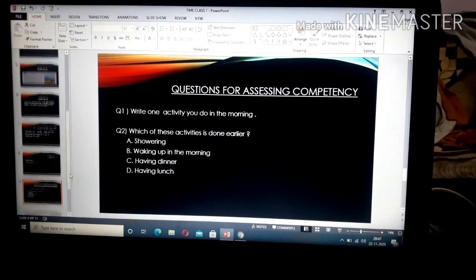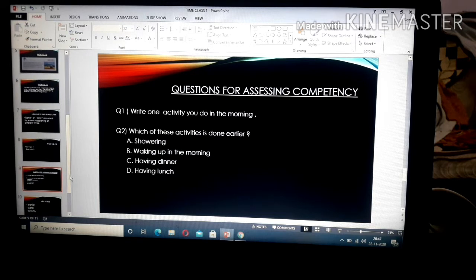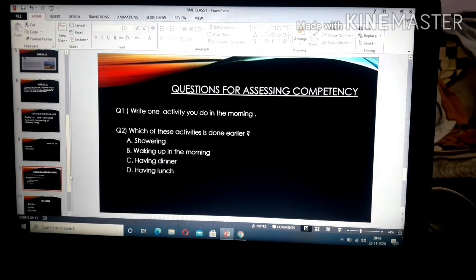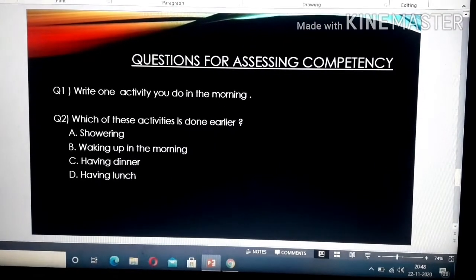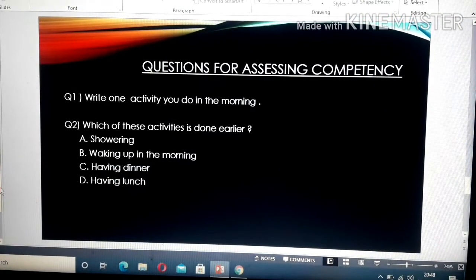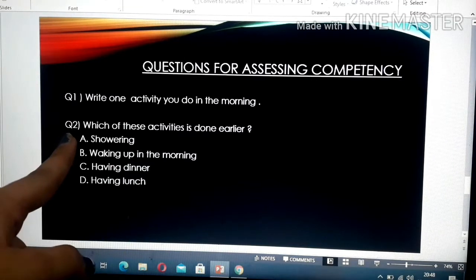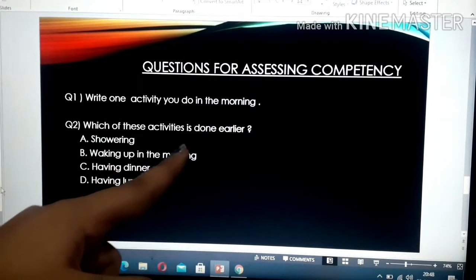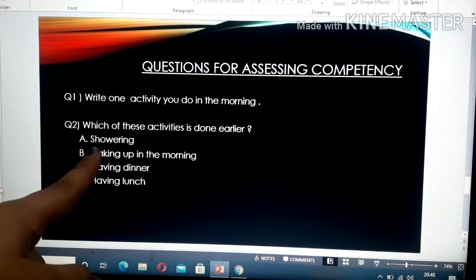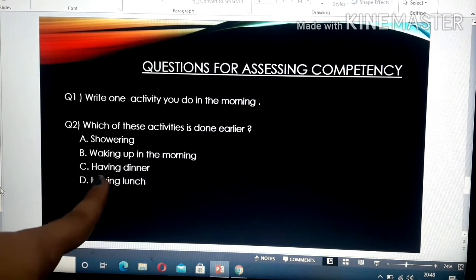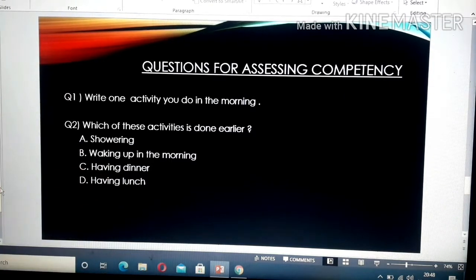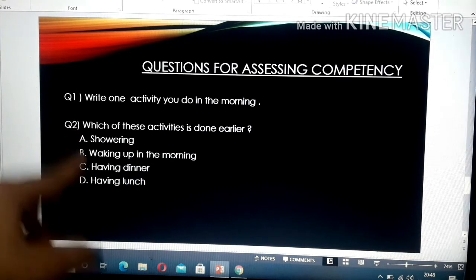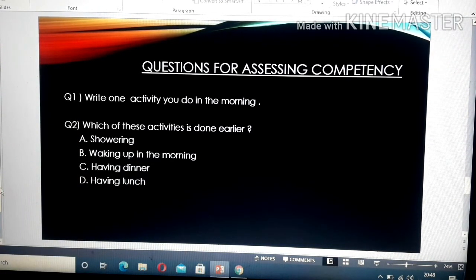Now before concluding, children, let's answer these questions. Write one activity you do in the morning. What activity do you do in the morning, children? When you wake up in the morning, what activity do you do? So you can write that. Next, which of these activities is done earlier? Showering, waking up in the morning, having dinner and having lunch. So what do we do early? Choose the correct answer. We'll discuss this answer in our next class.